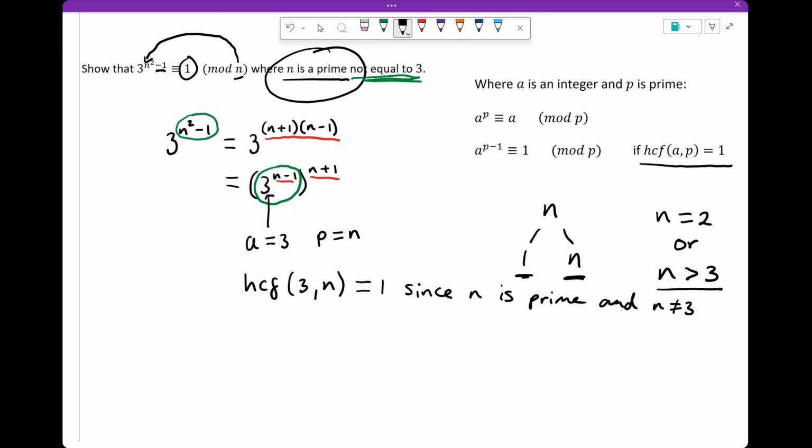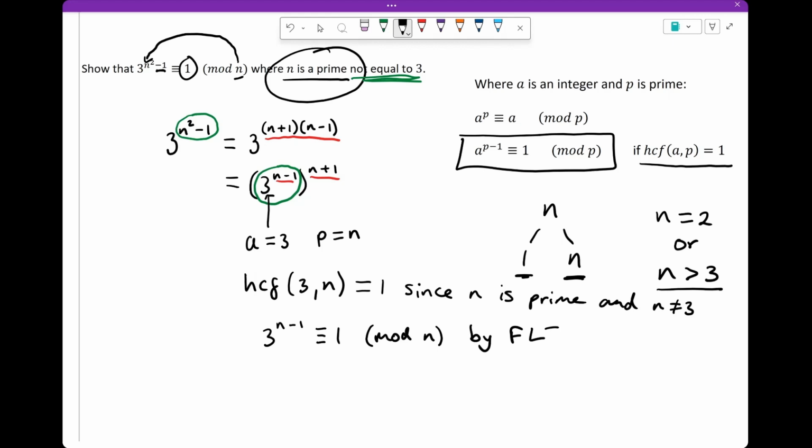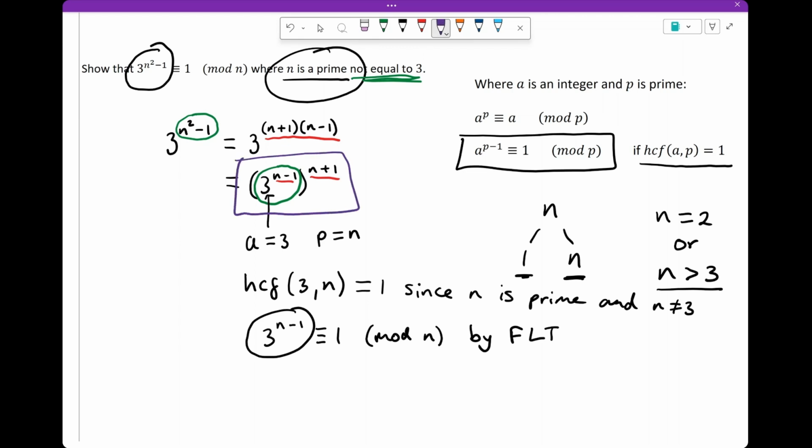So as a result, I can use the bottom version of Fermat's little theorem here. I can say that our value for a, which is 3, to the power of p subtract 1, so n subtract 1, is congruent to 1 mod n. And I would just say this is by Fermat's little theorem, given that this is a show that question. So I've got 3 to the power of n subtract 1 here, but if we look back at the original show that statement, I do need 3 to the power of n squared subtract 1. So how am I going to make that happen? Well, I'm going to have to consider this statement over here, that 3 to the power of n subtract 1 raised to the power of n plus 1 is equal to 3 to the power of n squared subtract 1.